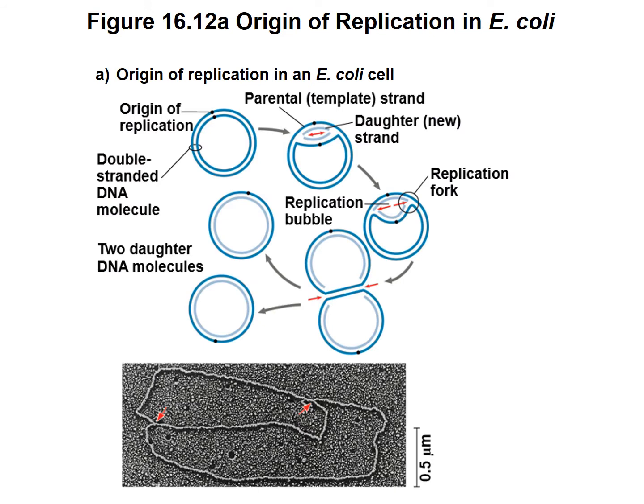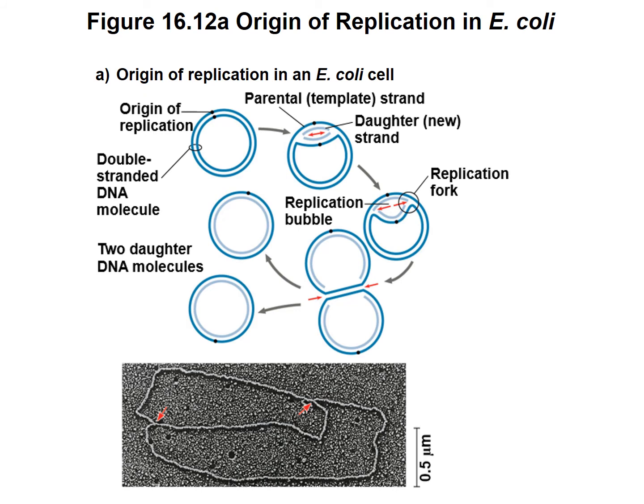Now, figure 16.12a is showing the origin of replication in E. coli. So if you start with the top left picture, we have double-stranded DNA. Remember, in prokaryotes, the chromosomes are circular, and it's pointing at an origin of replication. As replication proceeds, at the origin of replication, the two strands start to separate. As they separate, what's called a replication bubble forms. The actual place where they're separating is called a replication fork.